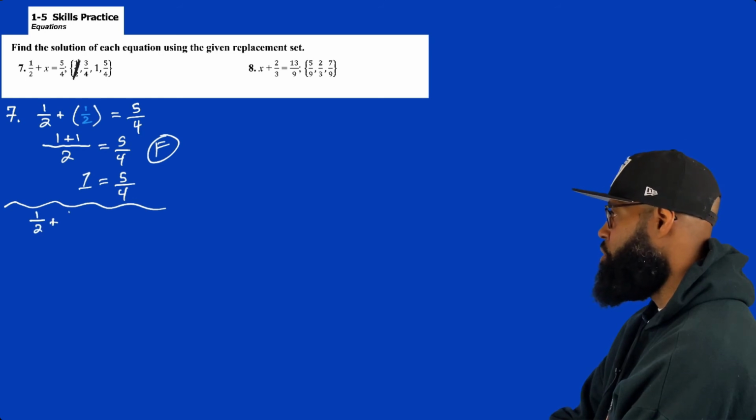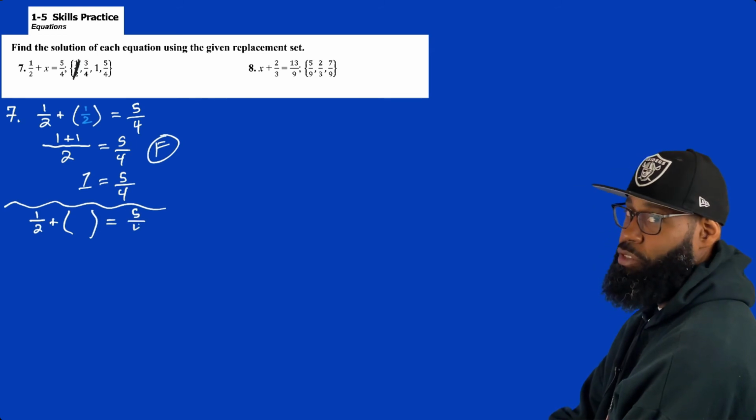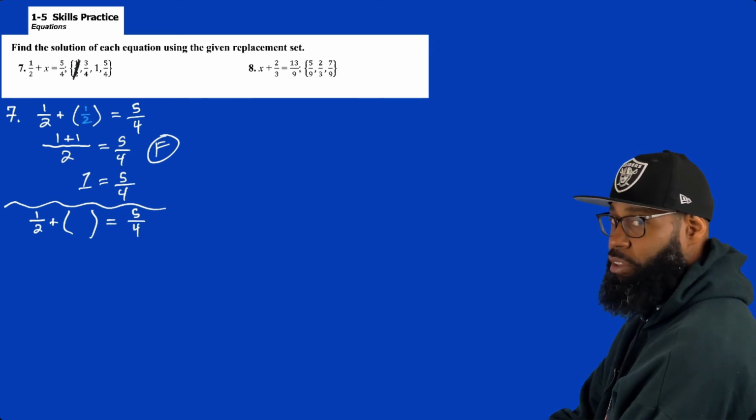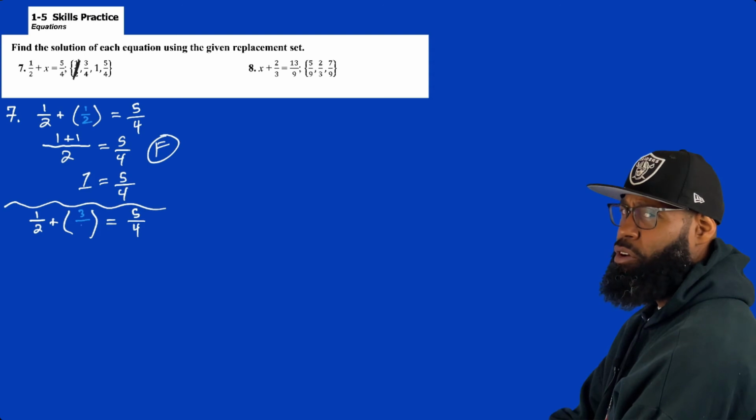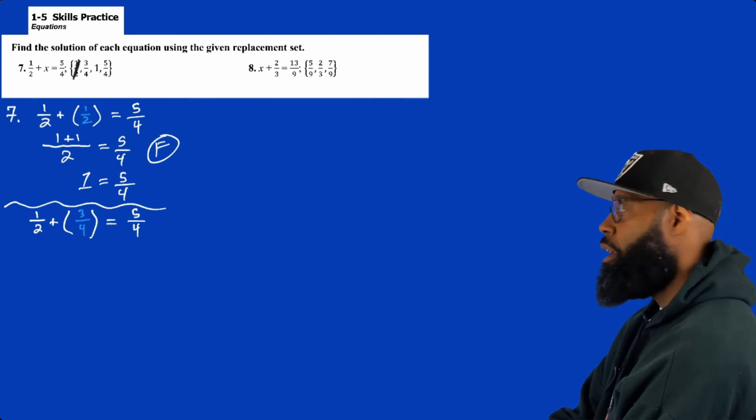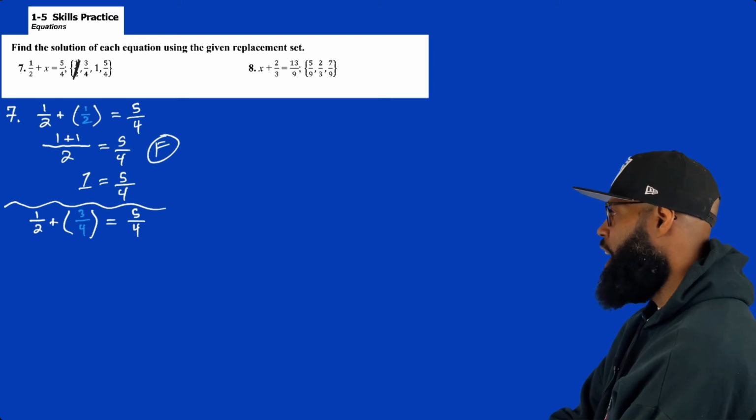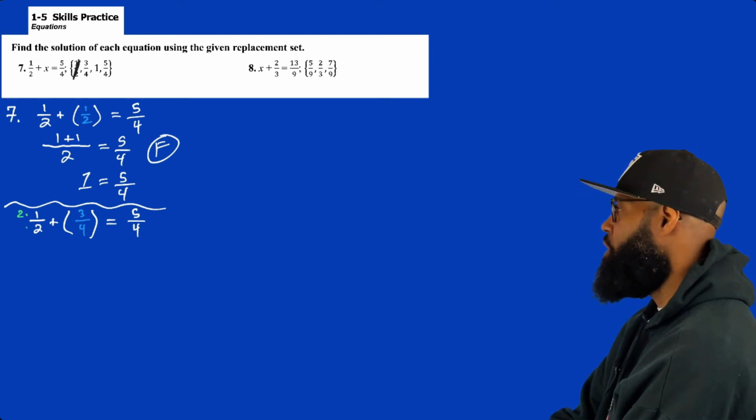But let's try 3/4. And here's where we're going to start talking about common denominator, least common denominator. So I got 1/2 plus 3/4, can't add that until they have the same denominator.